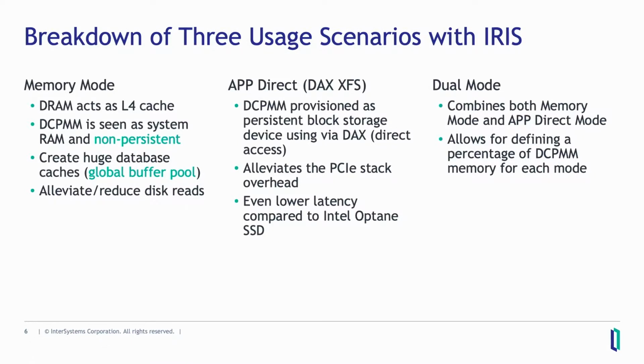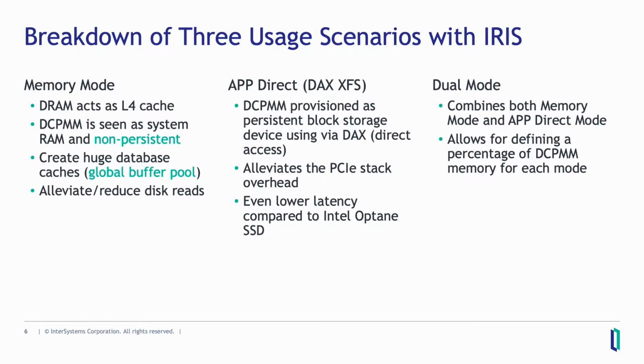So let's break down 3 usage scenarios. On the left, we have memory mode. With this, DRAM acts, as I mentioned earlier, as just an L4 cache, keeping the hot memory in DRAM for the fastest speed, and DCPMM is seen as the system RAM to the operating system. It is non-persistent when in memory mode. This mode affords you the ability to create massive database caches, or what we call global buffer pools. The benefit here is to reduce or outright alleviate any disk I/O that your application may be doing. In turn, by reducing I/O calls, you're increasing the speed or the scalability of your application, because you no longer have to do the more expensive disk I/O calls.